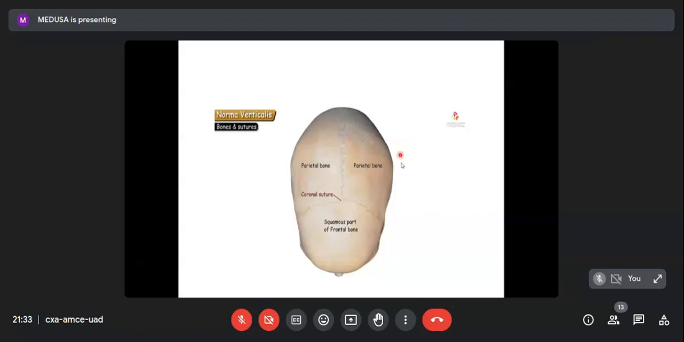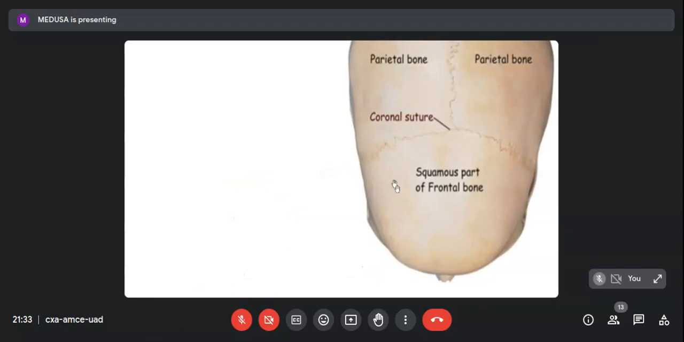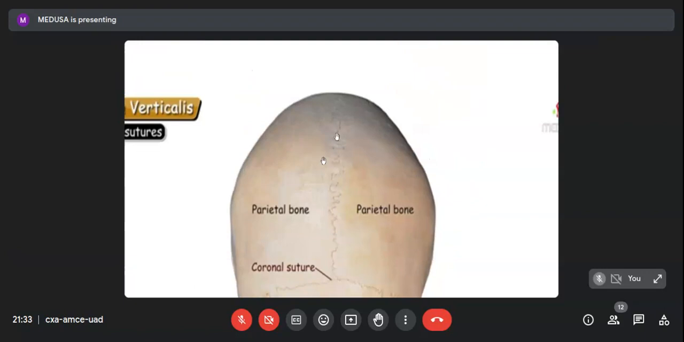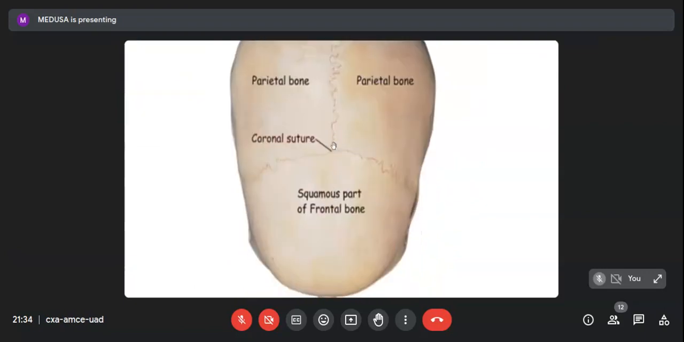So this is the skull with the labeled bones. This is the squamous part of the frontal bone, and then we have the parietal bones there. Okay, let me see if I can zoom in again. Right. So we have the squamous part of the frontal bone there, and the parietal bones there, two of them. Then somewhere behind, we're going to see the occipital bone. But what we're interested in by now is the sutures.